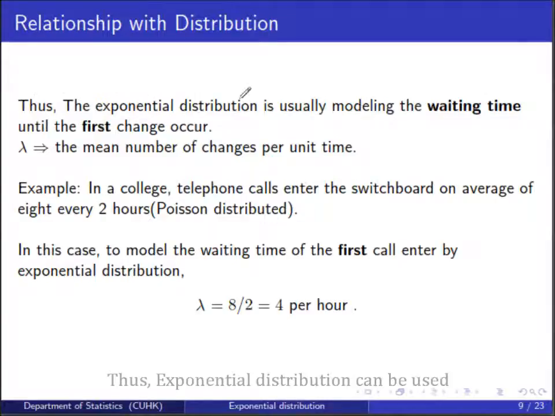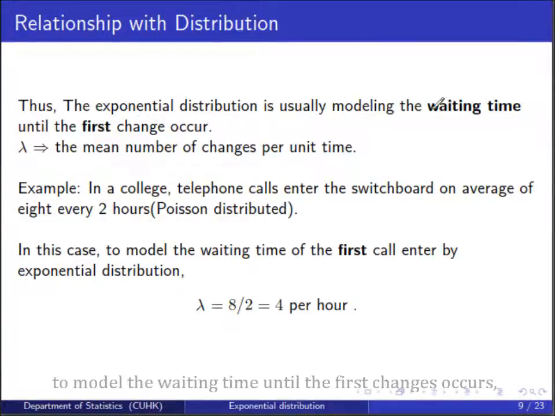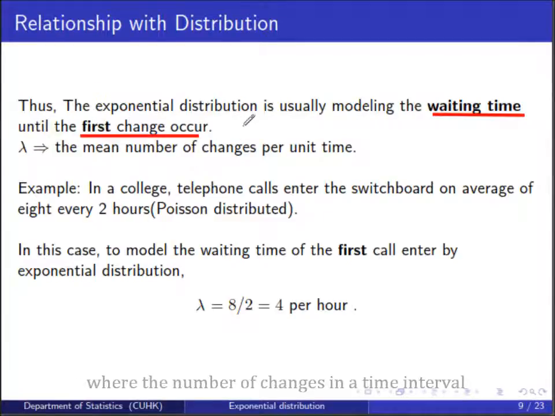Thus, exponential distribution can be used to model the waiting time until the first change occurs, where the number of changes in a time interval follows the Poisson distribution. And the meaning of the parameter lambda is the mean number of changes per unit time.